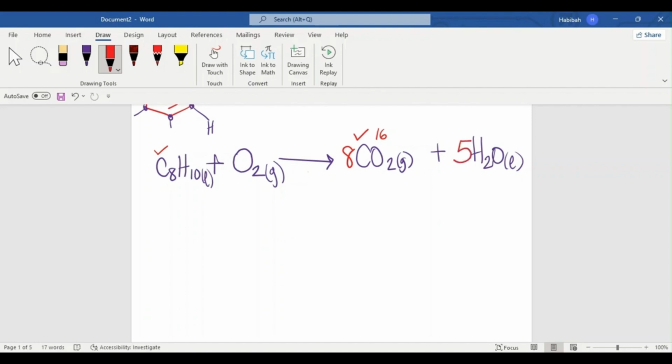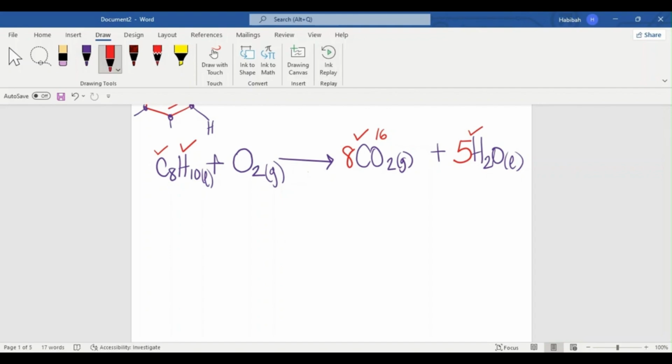So we're going to put 5 here. Now we've balanced the hydrogen. We have the 10 here, and of course we have the 10 here. The only thing that remains for us to properly balance, in order to have a balanced chemical equation, is oxygen, because we're done with carbon and hydrogen, and both the left and right sides of the equation have the exact number of atoms.